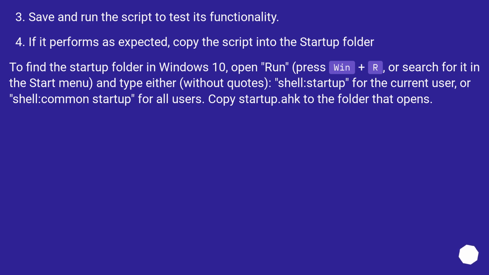To find the startup folder in Windows 10, open Run, press Win plus R, or search for it in the Start menu and type either, without quotes, Shell Startup for the current user, or Shell Common Startup for all users. Copy startup.awk to the folder that opens.